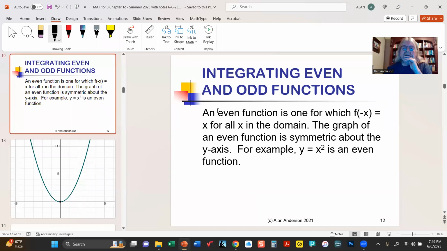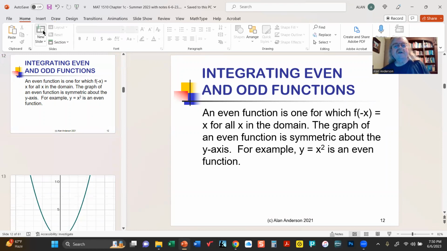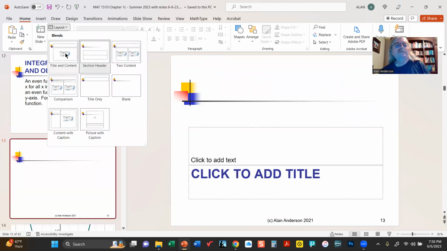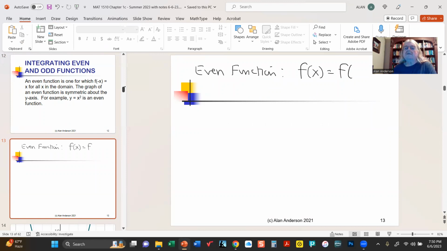Now, integrating even and odd functions. I just want to quickly remind everyone what this actually means, even and odd functions. A function is even if f of x for every x equals f of negative x. So let me give you a perfect example of this.